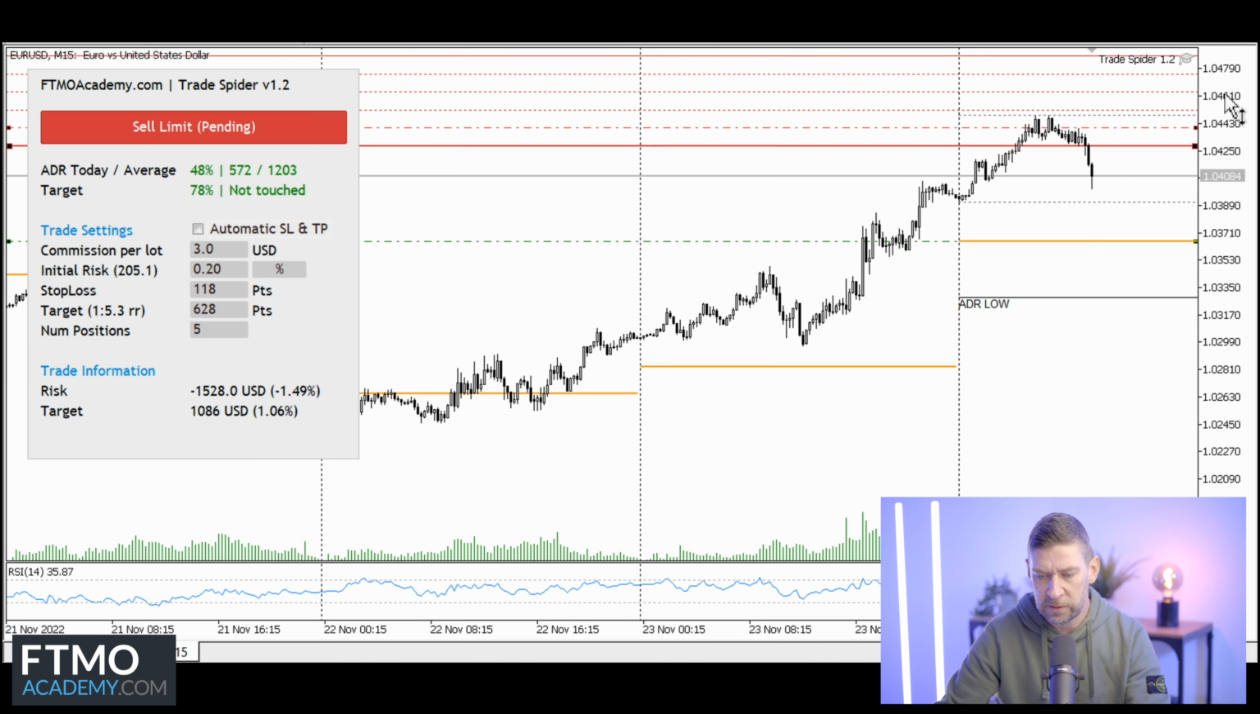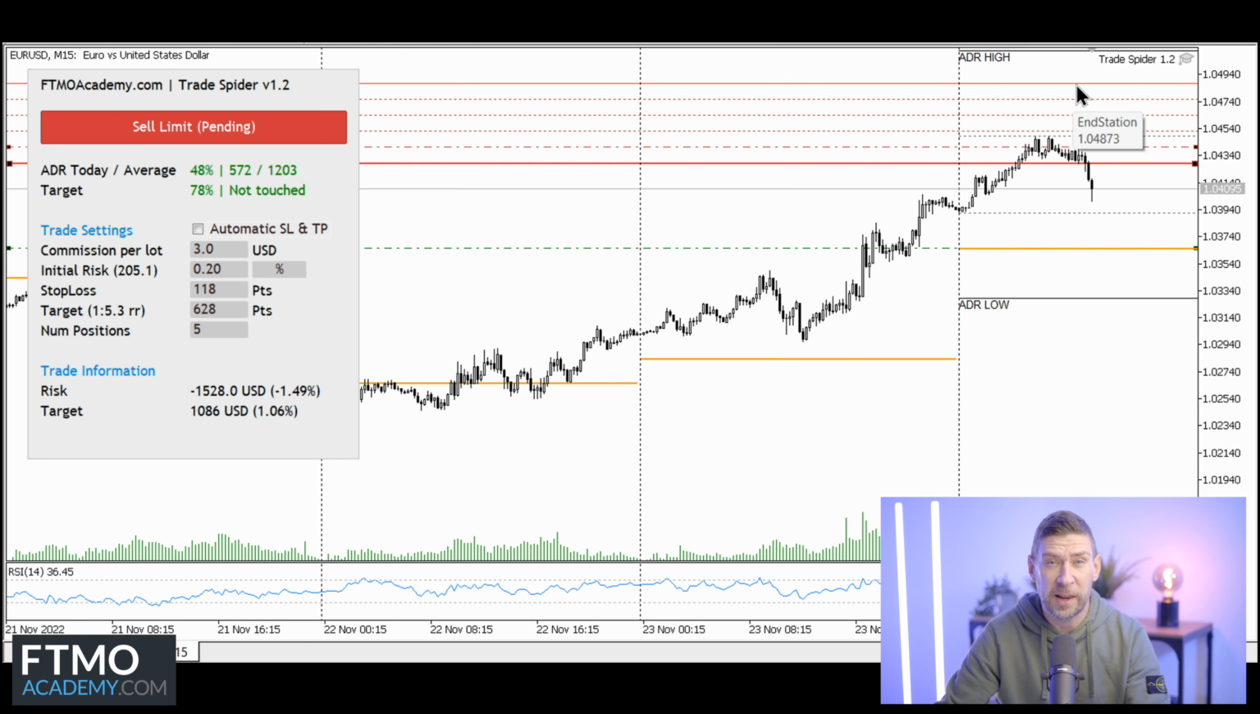So you see, all of a sudden, my last target and my last stop loss, my end station, is up here. If I wait for this little move up, I will have so much better risk to reward for the stop loss and the target. Yeah, so that's what I'm gonna wait for. I'm gonna wait for this and see what happens with the price.